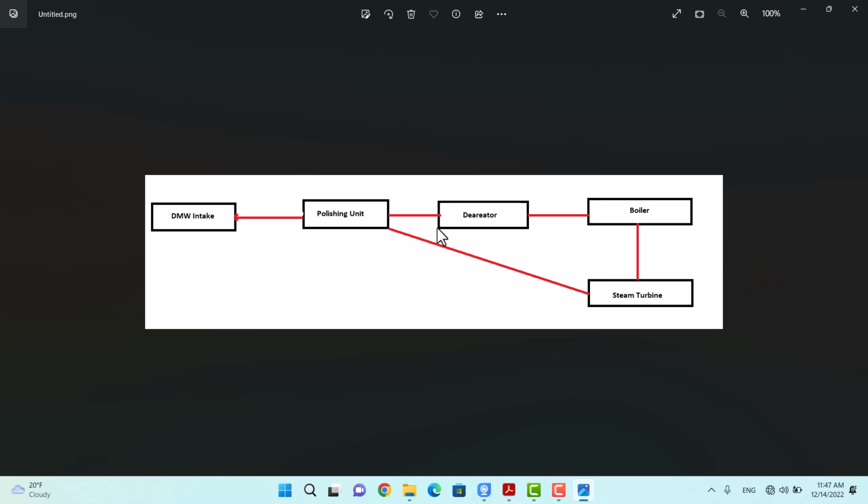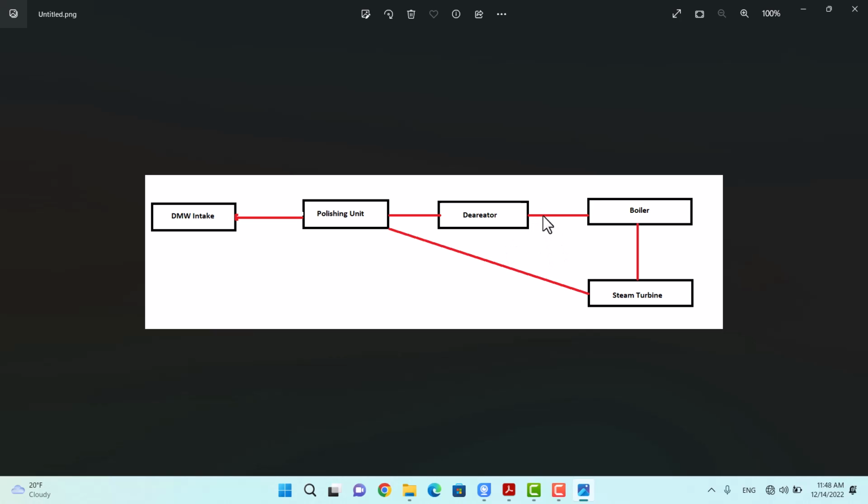Therefore, from this point or to the deaerator itself, we need to add some chemicals, oxygen scavengers, to react with the remaining oxygen in order to maintain the low level of oxygen in the systems.